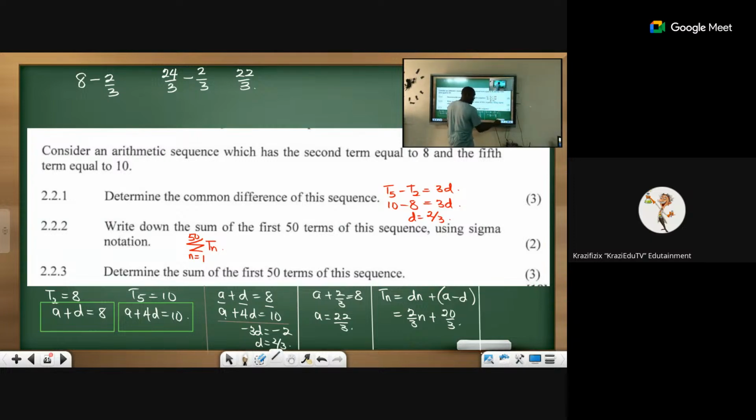We are done with that question. Sigma 2n. Please put everything in the bracket. 2 over 3n plus 20. But what is your n? Where are we starting from? 1, 2, 50. Yes, talk to me, Kwesi.